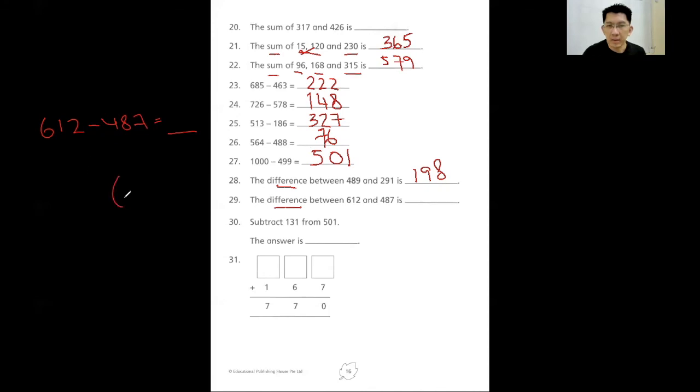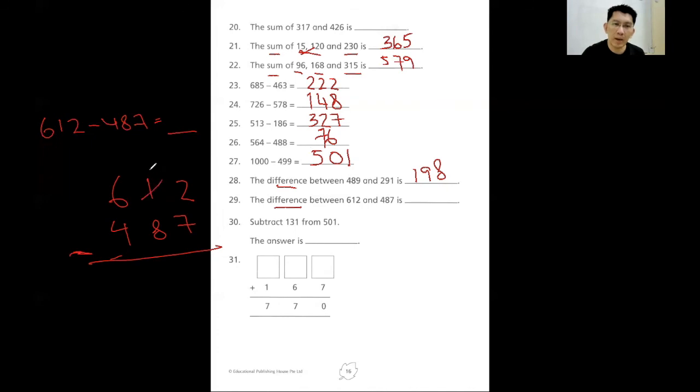So we'll always do it this way, and a minus sign here. All right, so now you can see that the question is actually very similar to question 24, 25, 26, or even 27. All you need to remember is to put the big number on top and a small number at the bottom here. Now, 2 minus 7, 2 is smaller than 7. It's impossible.